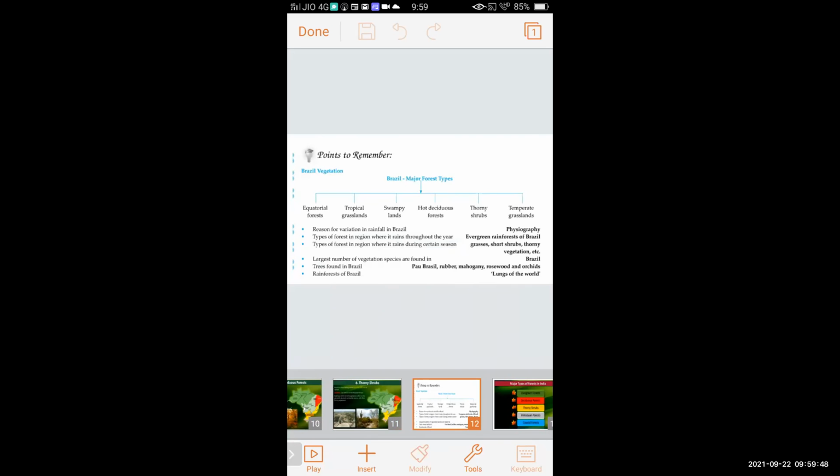The reason for variation in rainfall in Brazil is the physiographic division of Brazil. Because of the different physiographic divisions, there is variation in rainfall in Brazil. The type of forest in a region where it rains throughout the year is the evergreen rainforest of Brazil. The type of forest in a region where it rains during a certain season has rainfall only in that season. That area has forests such as grasses, short shrubs, and thorny vegetation.